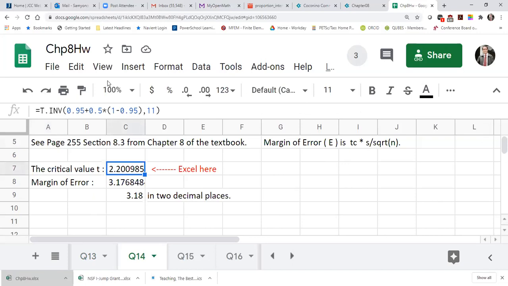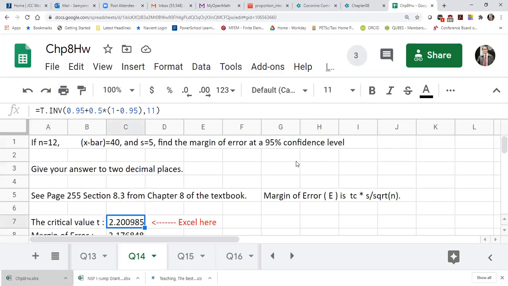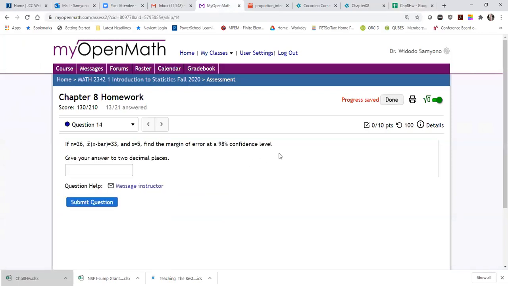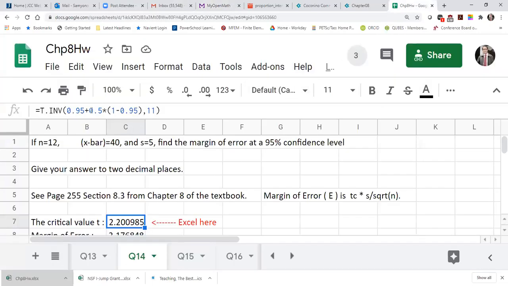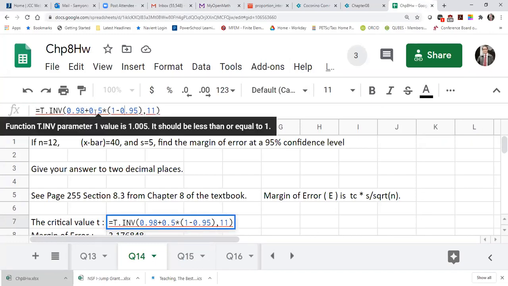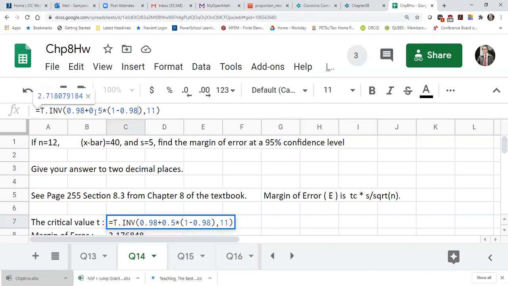So now you need to put what is the confidence level. In your case the confidence level is 98, so you need to put 98. This one is 98% or 0.98. And again, you need to change this one. In the Excel, the sample size is 12, so that's why the degree of freedom is put 11.